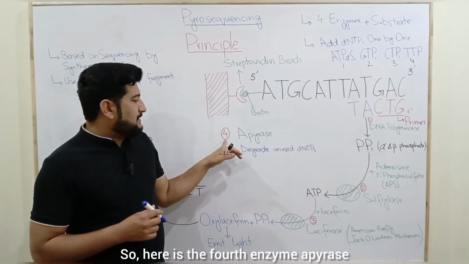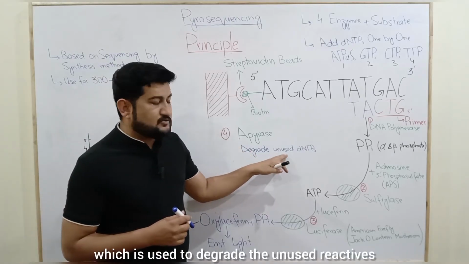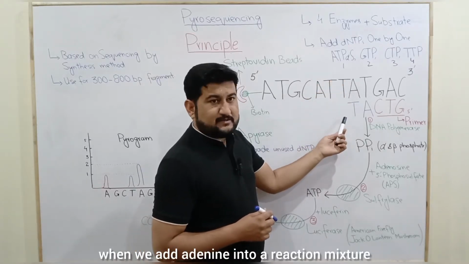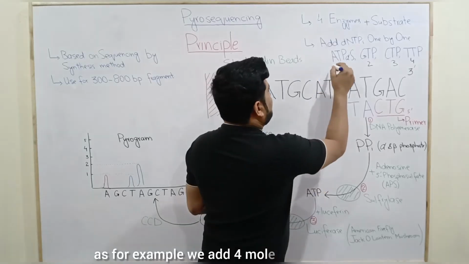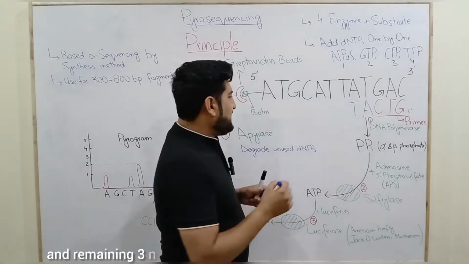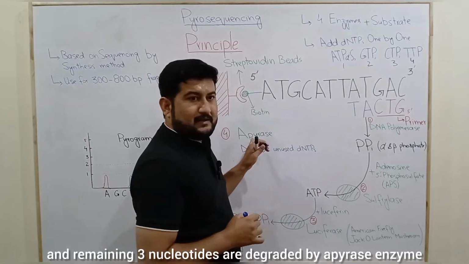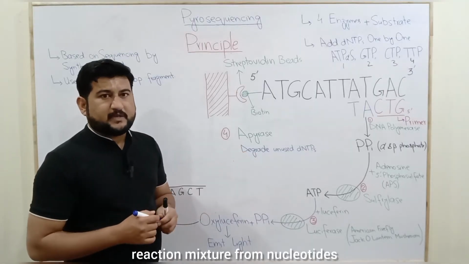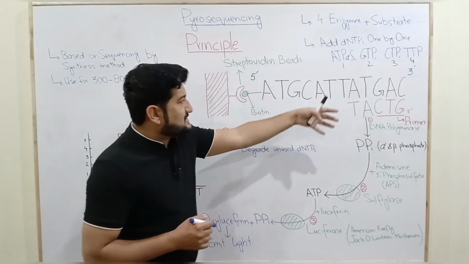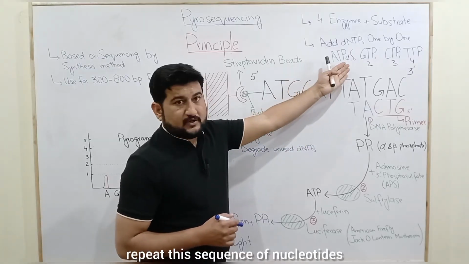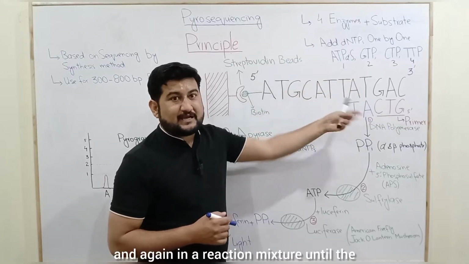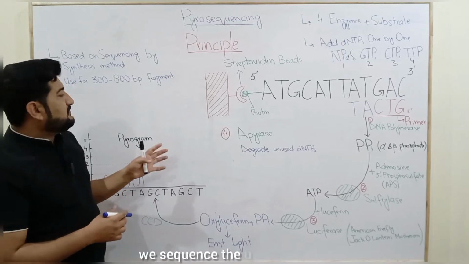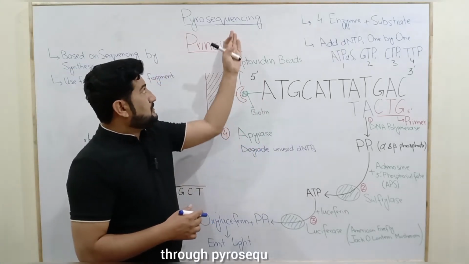So here is the fourth enzyme, apyrase, which is used to degrade the unused dNTPs. It means when we add adenine into the reaction mixture, for example, we add 4 molecules of adenine, and 1 is added by DNA polymerase, and the remaining 3 nucleotides are degraded by the apyrase enzyme. So this apyrase enzyme basically clears the reaction mixture of nucleotides. In this way, we repeat this sequence of nucleotides. We add the nucleotides again and again into the reaction mixture until the sequencing has been completed. And by using this method, we sequence the unknown DNA through pyrosequencing.